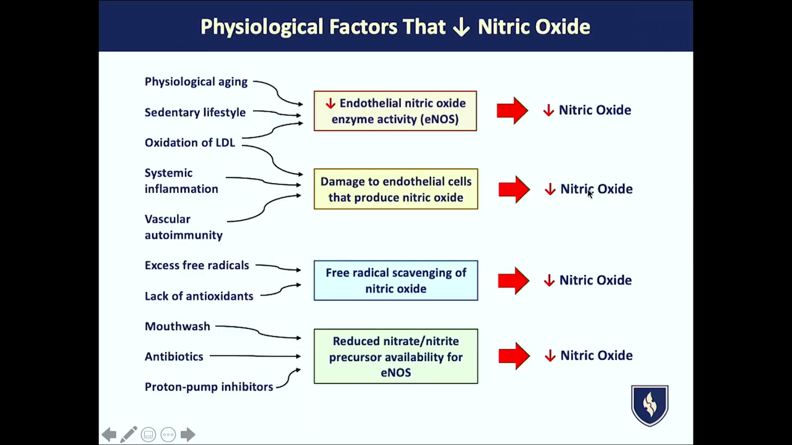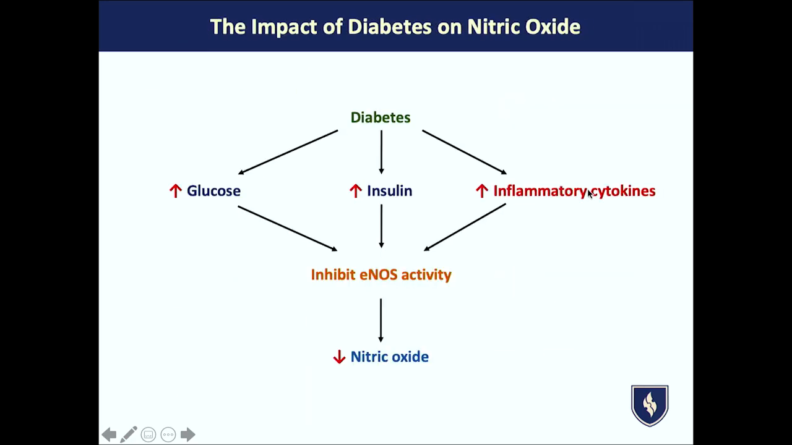So those are the mechanisms that I want you to understand about this topic of vascular endothelium dysfunction. And then diabetes and high insulin, high glucose, inflammatory cytokines. Not only do they injure the vascular endothelium, but they actually shut down the enzyme endothelial nitric oxide synthase, which decreases nitric oxide.